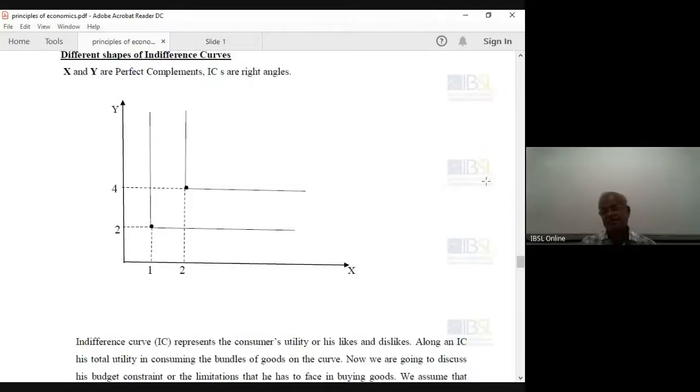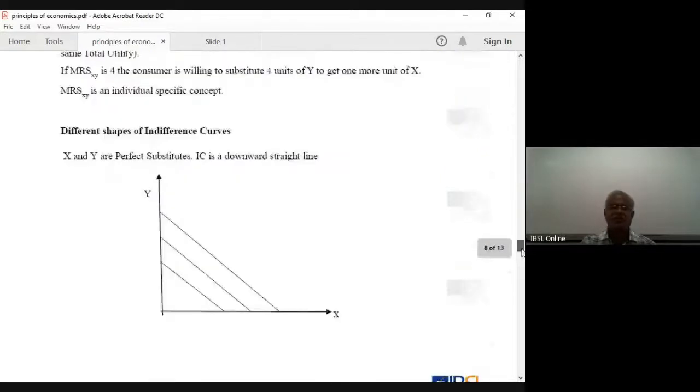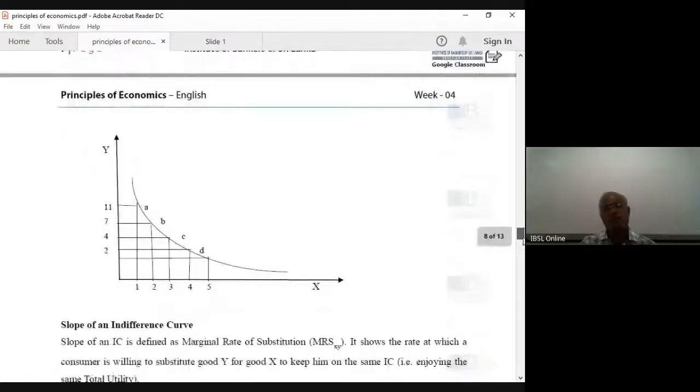Then we discuss the indifference curve. An indifference curve is a curve along which you have different bundles: 1 and 11, 2 and 7, 3 and 4, 4 and 2. All these bundles give the same utility, same satisfaction. Maybe you note the 100: bundle A gives 100 satisfaction, B gives 100 utility, C gives 100 utility, D gives 100 utility. Along an indifference curve, total utility is constant, fixed.